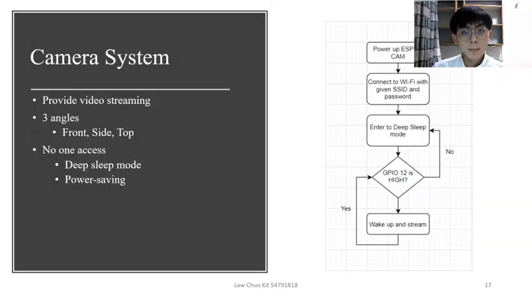The camera system mainly provides the video streaming. There are three ESP32-CAM modules responsible for three different angles of view: the front view, side view, and the top view. When no one accesses the machine, those ESP32-CAMs will go into deep sleep mode, which is an ultra power saving mode. It will turn off most of its functions and wait for the wake up event triggered by the ESP32 development kit, when a player enters and starts streaming.